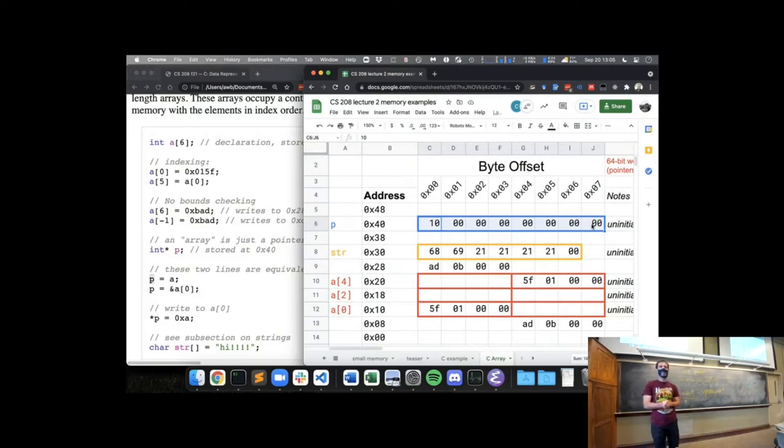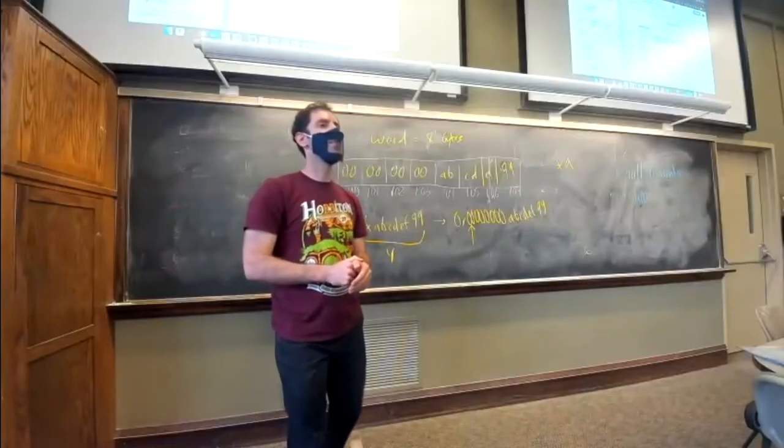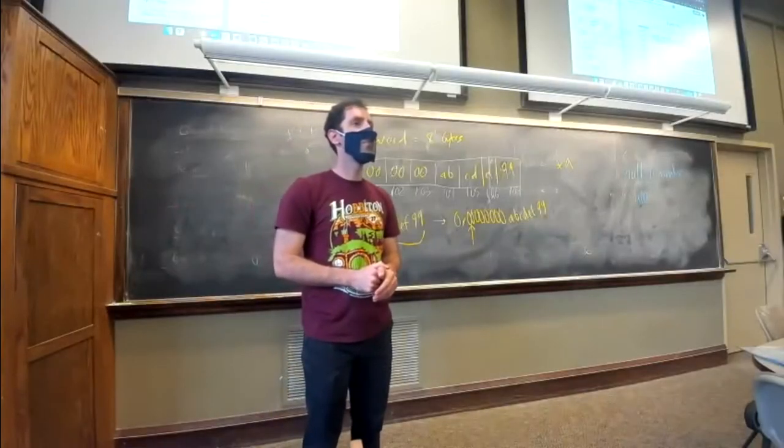Does that make sense? So it's kind of like storing the address instead of the actual number. Exactly. If p is a pointer, it's storing the address of some other thing in memory.